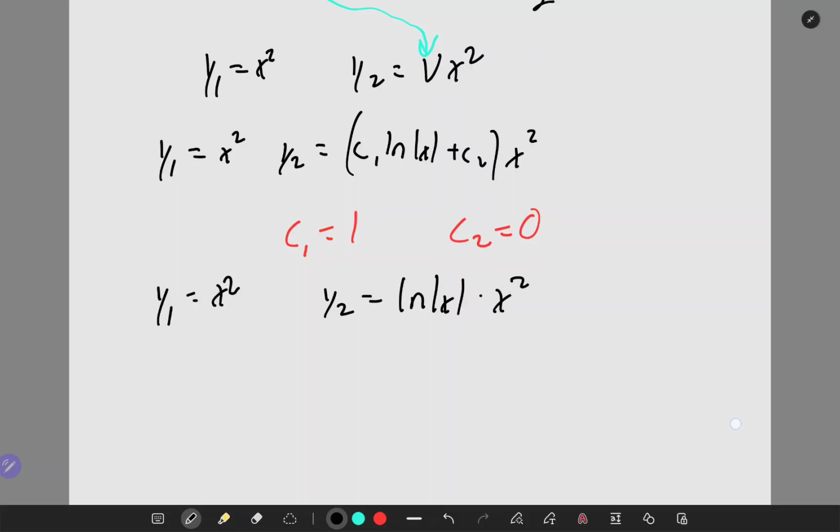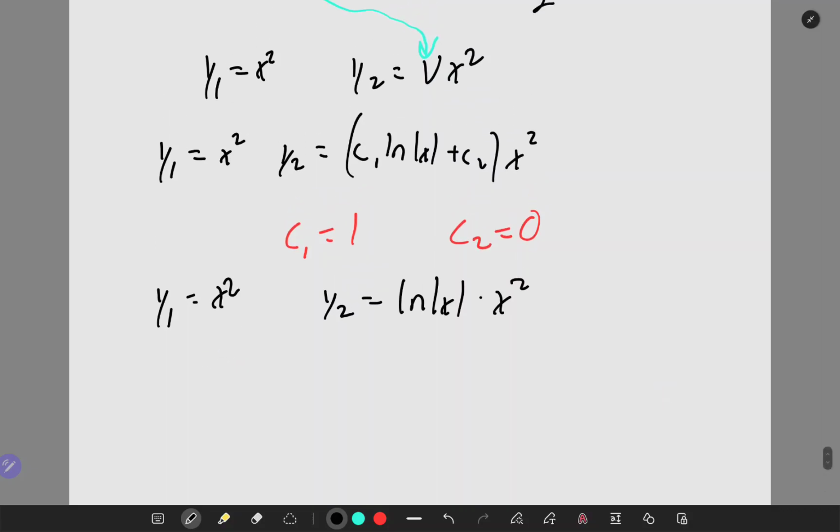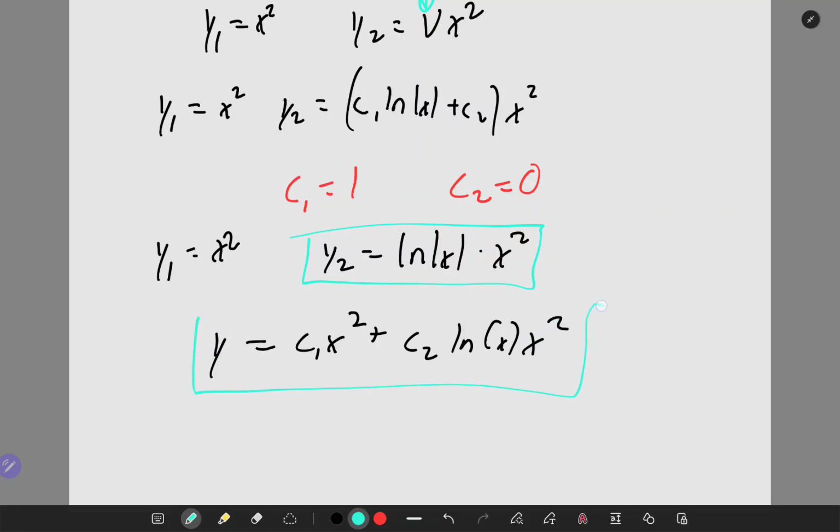And if you remember the shortcut method, this is the same general solution. Usually these problems, like in my textbook, just ask for the second solution. So this could be what they ask for. Or they can ask for the general solution. So then you just write out c1 x squared plus c2 natural log of x times x squared. And if they ask for a fundamental set of solutions, take the Wronskian. And this is how you do reduction of order.